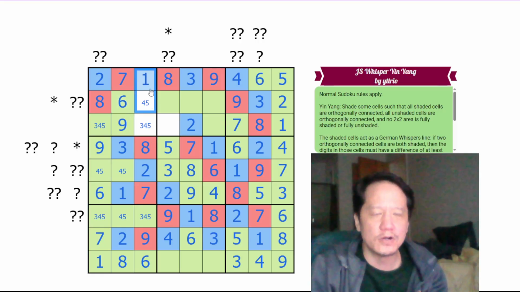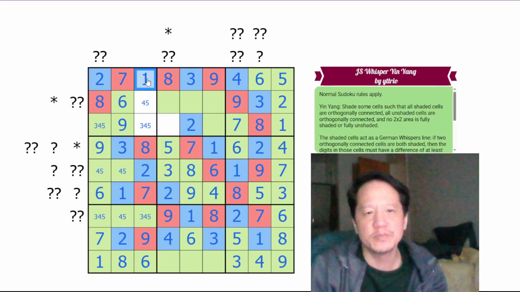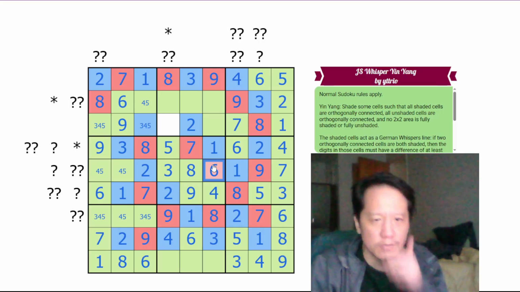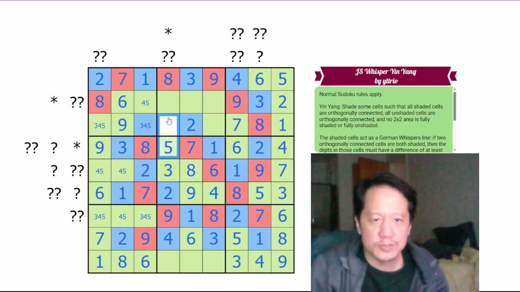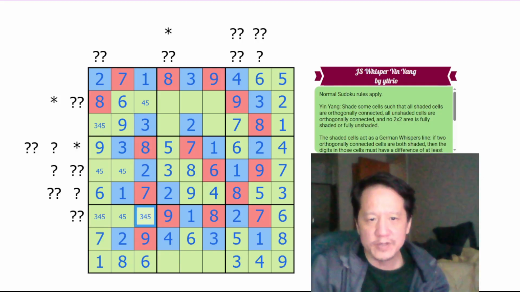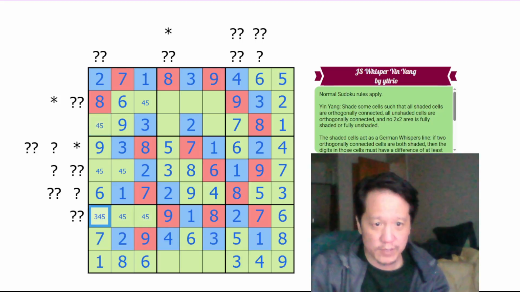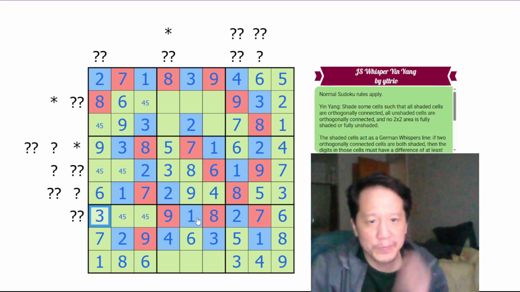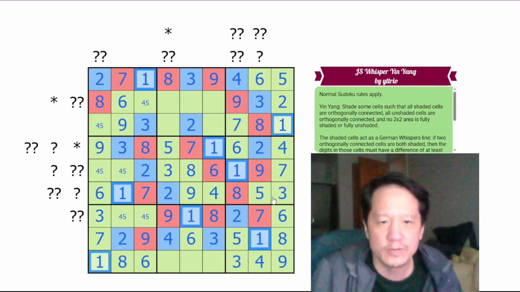This can no longer be orthogonally connected to there because that would be a difference of less than 5. So this must be green. We have a 2 by 2 area that is all green, so this can't be green here. It's low. And this must orthogonally connect to the rest of the green cells. And this must then be a 3 because it has to be 5 or more away from 8. That eliminates 3 here and 3 here. So where's 3 in row 7? It must be here. And the rest we probably can do from normal Sudoku.